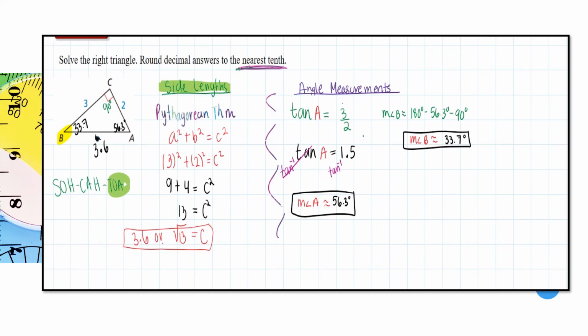So you have solved the entire triangle, since you found the measurement of all three sides and the measurement of the three angles.